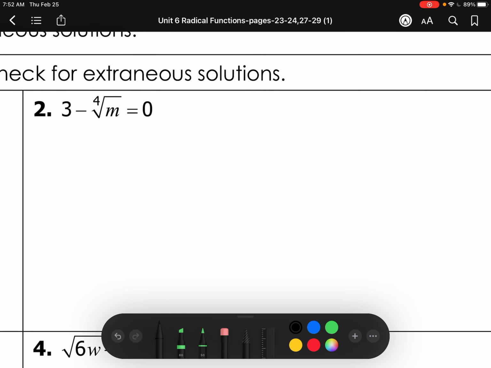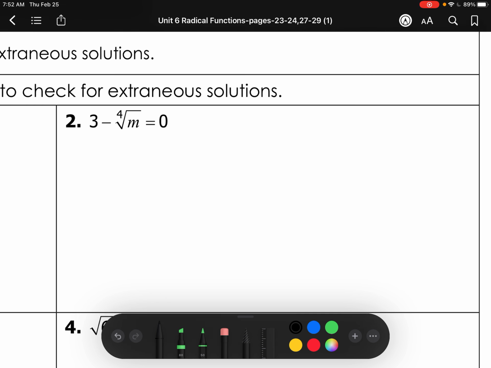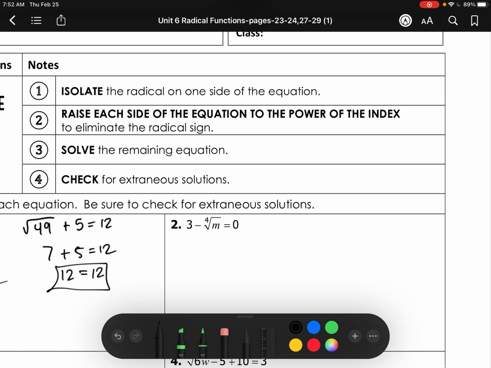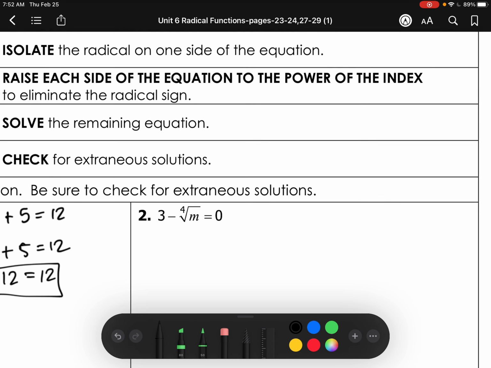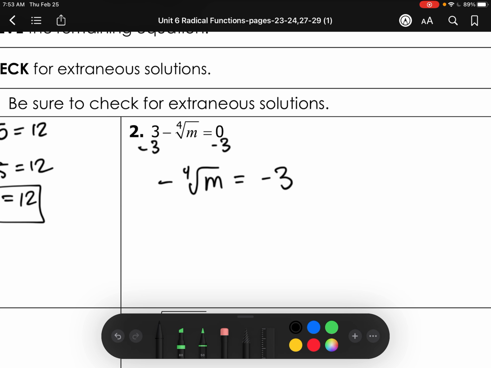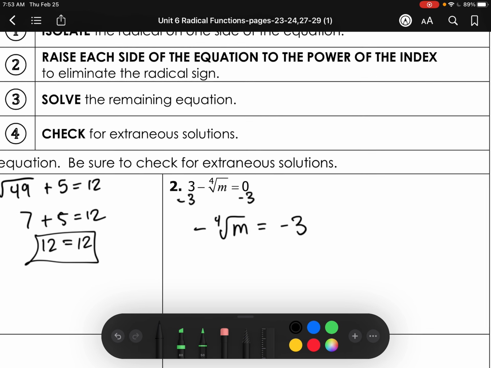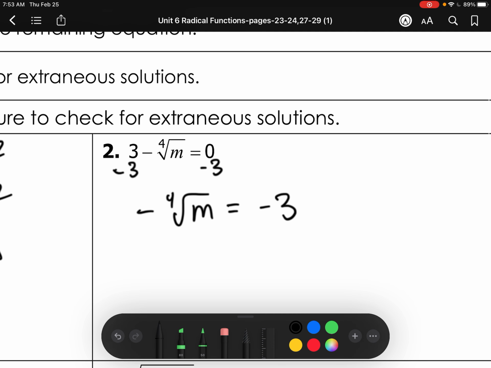Next, we have 3 minus the 4th root of m is equal to 0. So step 1 again tells us to isolate the radical on one side of the equation. So I need to get rid of this 3 right here. The easiest way to get rid of 3 is to subtract 3 from both sides. So then I get negative 4th root of m is equal to negative 3. Now step 2 is to raise each side of the equation to the power of the index to eliminate the radical sign. So I need to raise both sides to the power of 4.